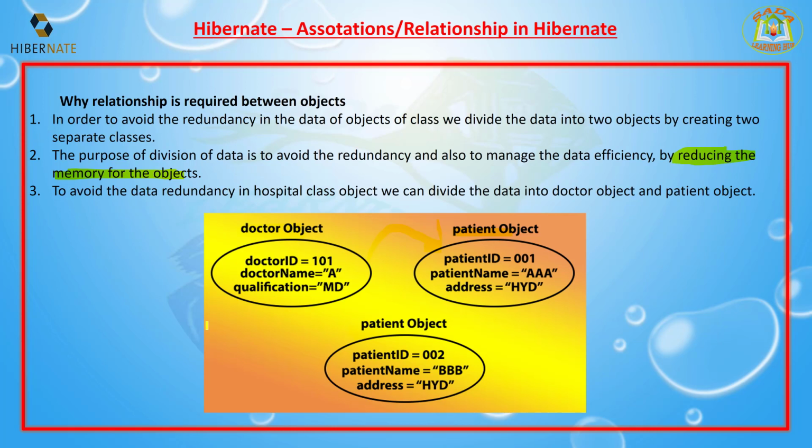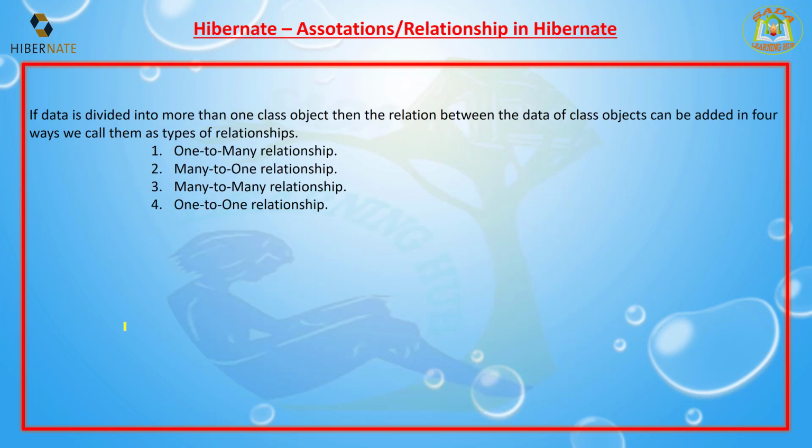That's why we need associations and relationships. On the database side, we make the relationship between the tables, and on the object side also, we divide the Pojo classes to reduce the redundancy of the data. That is okay, fine.